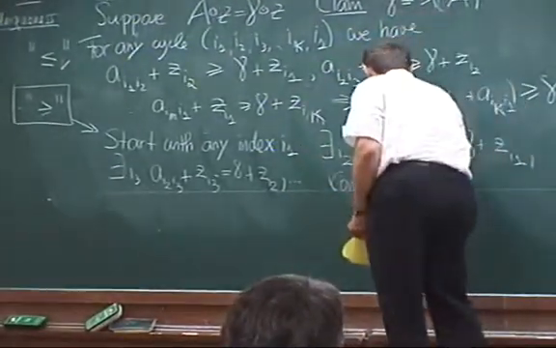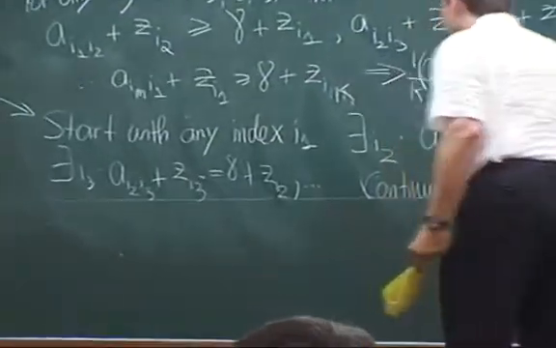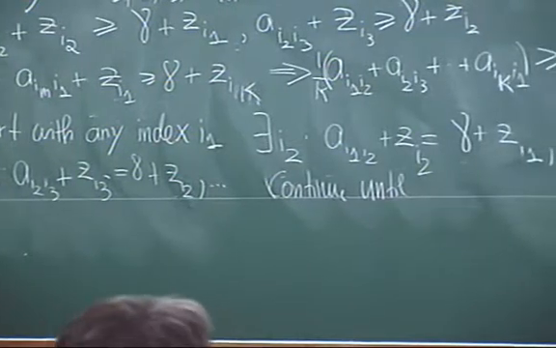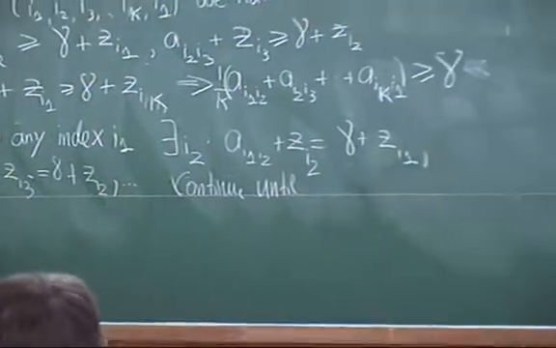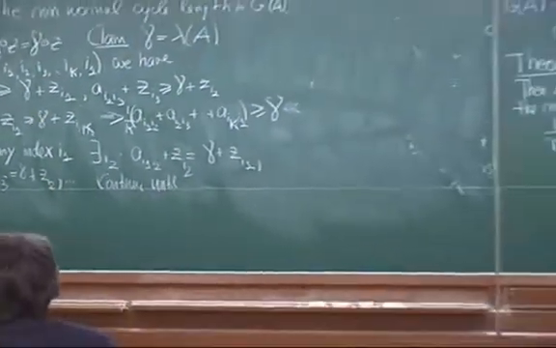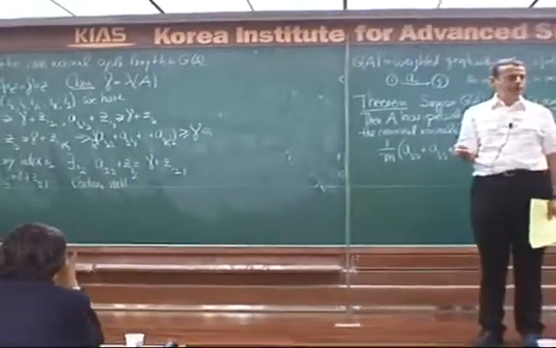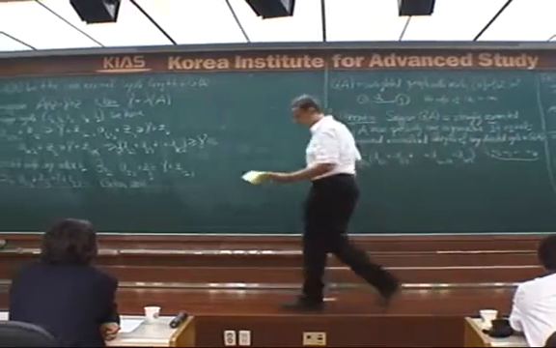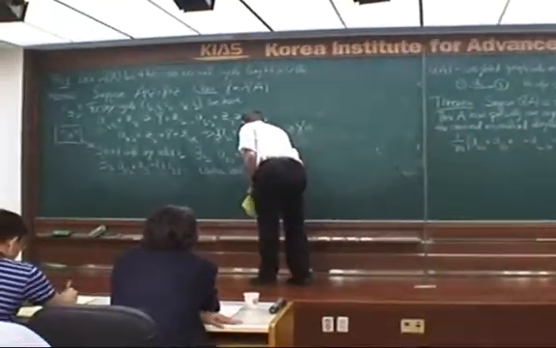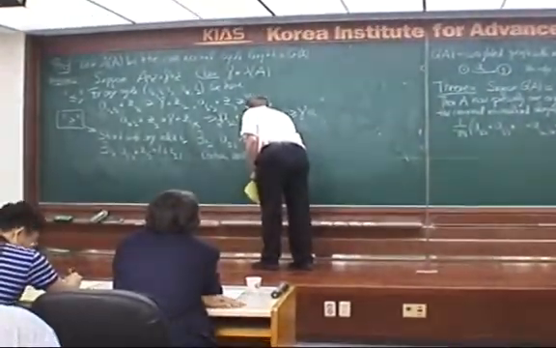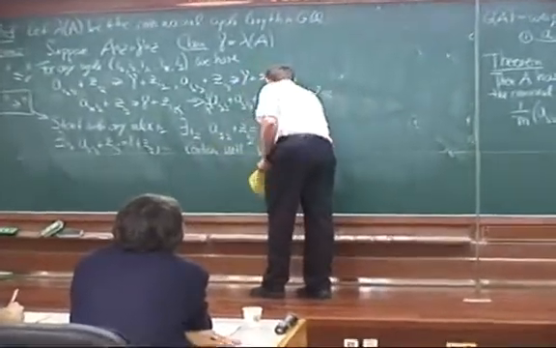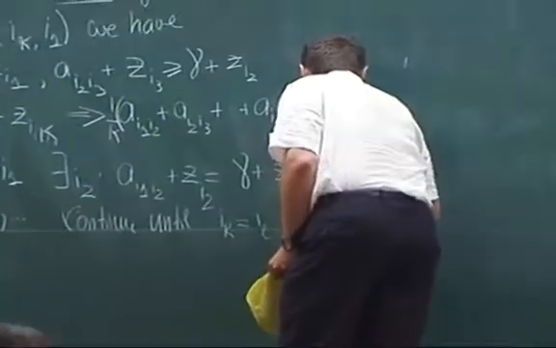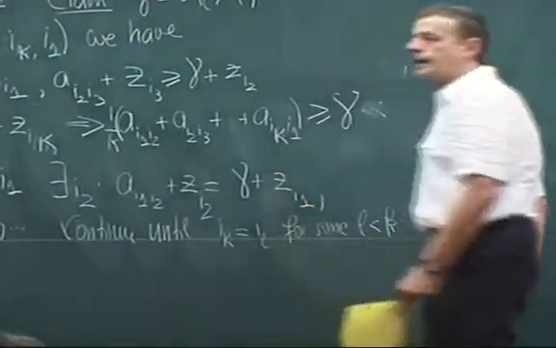Until, but now there's no cycle, right? I'm just starting with any index I1, then I find an I2. Then for the I2, I find an I3. But the graph is finite, right? So eventually, I'm going to come back, and I'm going to continue until Ik is equal to Il for some l less than k, right?